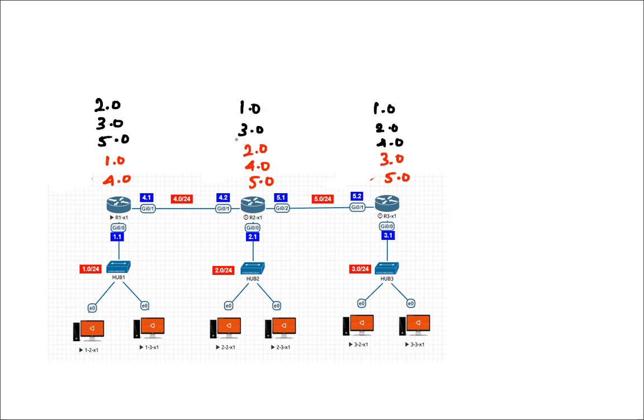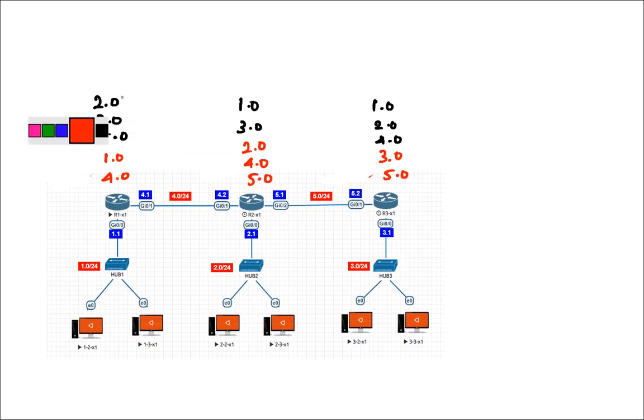Now the red color ones, or DC, are directly connected. The black color ones, we have to do static routing for them. Now, what is the next hop IP address to reach 2.0? I need to jump from here to here, so 4.2 will be the next hop IP address. So the 2.0 network can be reached via 4.2.